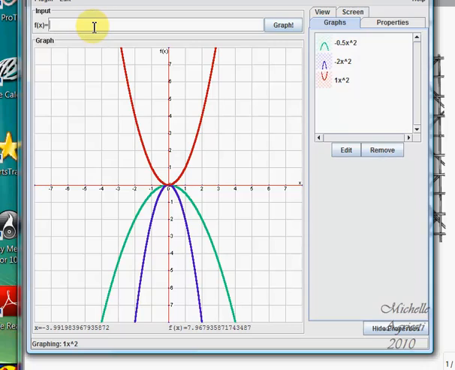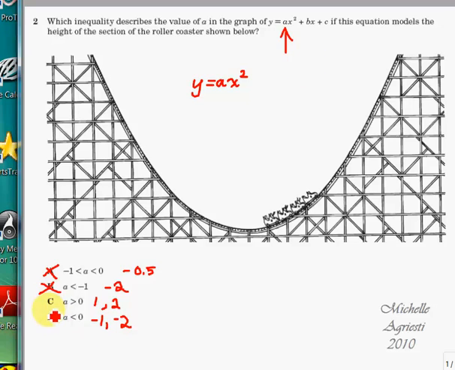Let's look at the 2x squared just to see what happens. Again, it opens up. It's a little narrower because as the absolute value of a increases, my parabola narrows because it gets steeper. It's kind of like slope. So this answer so far is looking like a good option. Now let's look at the -1 and the -2.